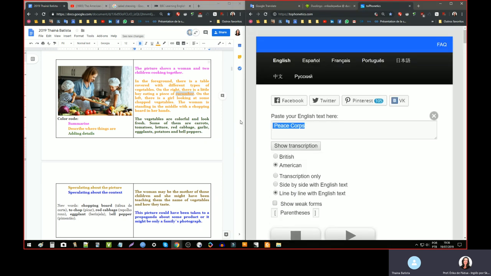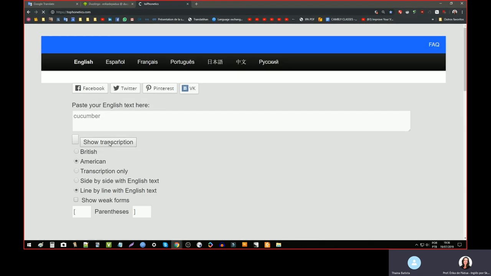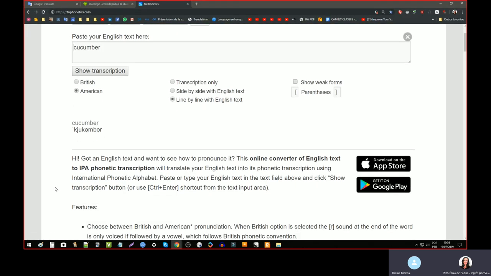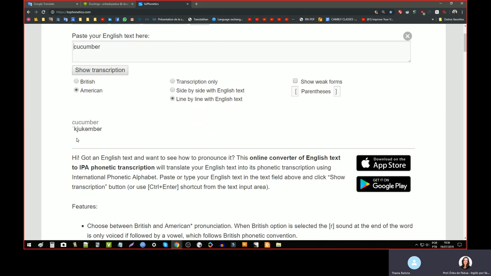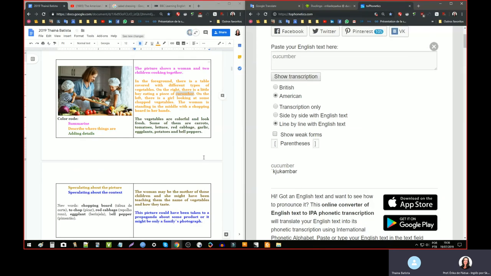It's a little bizarre. Yeah, it is a little bizarre. So let's see the symbols once more, because it helps us remember. So where is the stress in cucumber? It's the first syllable. This is very common in English. You have a long word, but the strongest syllable is the first, so you have to have breath to say it until the end. So it's cucumber. Cucumber. There you go.